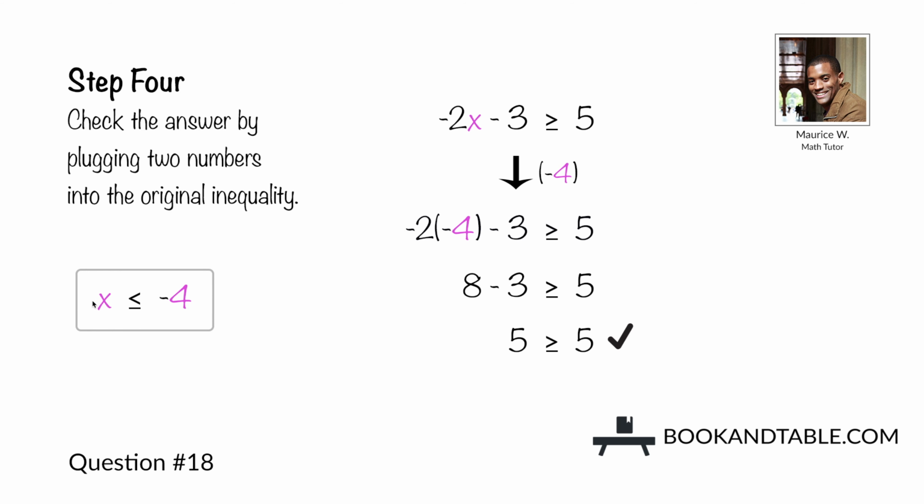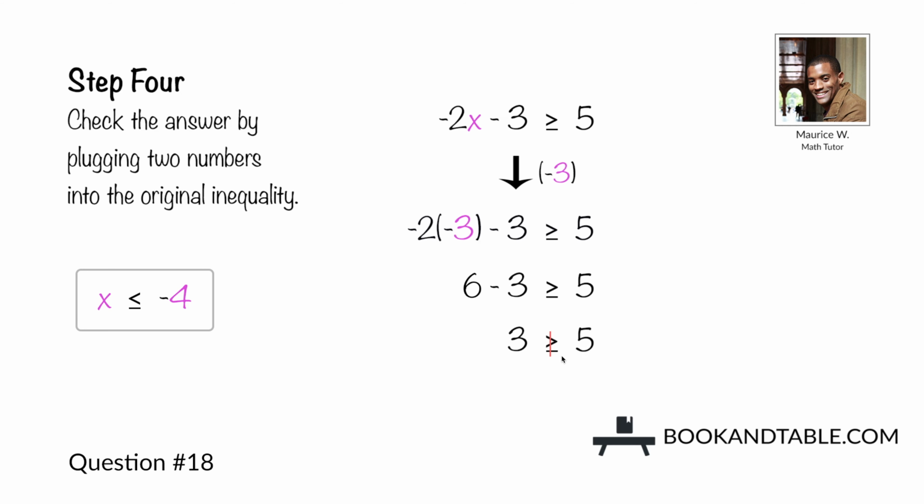And then we want to plug in a number that should not work. So since x can be less than -4, we want to go the opposite direction and plug in a number that is larger. So the second number we'll use is -3. When we first plug in -4, we get -2 times -4, which is 8. 8 minus 3 is 5, leaving us with the true statement, 5 is greater than or equal to 5.